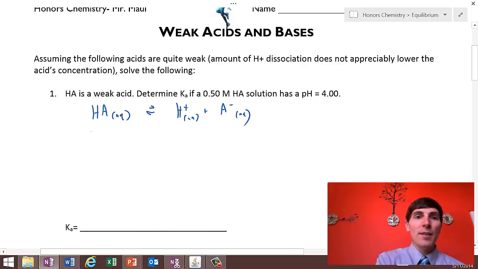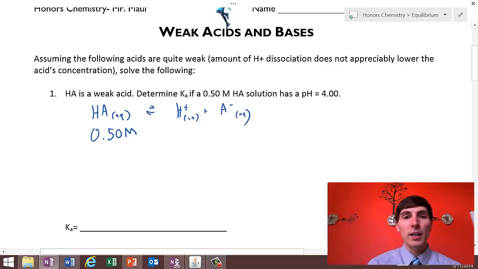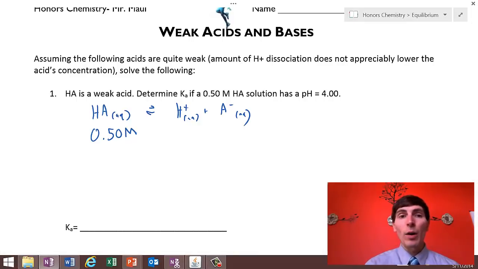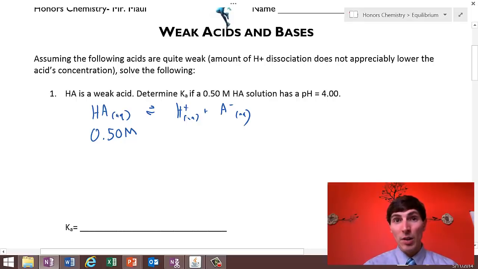So when I have this, I'm going to put my concentration here, 0.50 moles per liter. That's going to be my concentration that I put into my solution. However, not all 0.5 moles per liter is going to dissociate. Remember, only a small percentage of weak acids will, so I can't therefore say that H plus is 0.5 and A minus is 0.5, like we would do with a strong acid, which completely breaks apart 1 to 1.